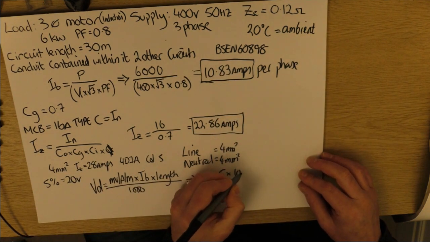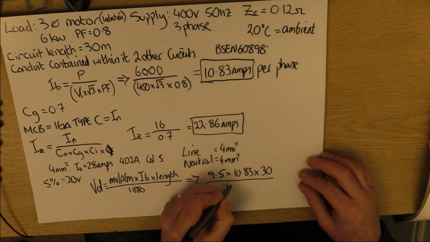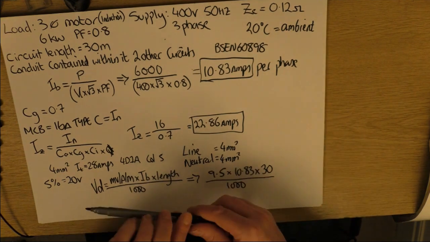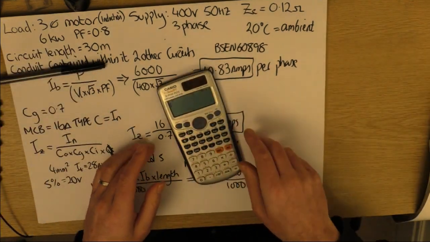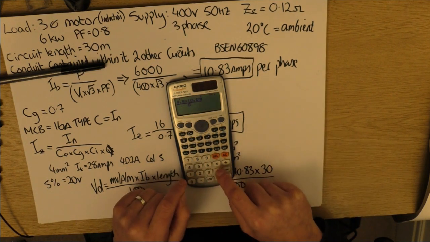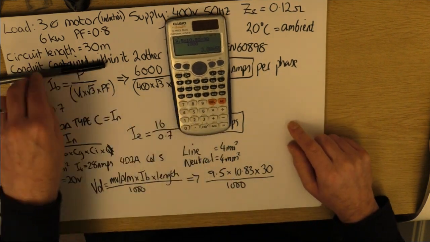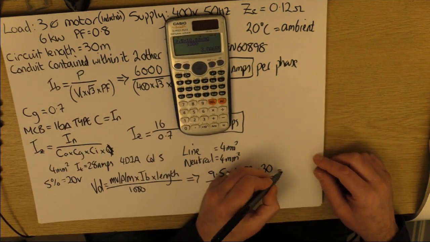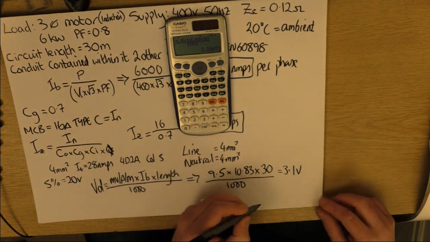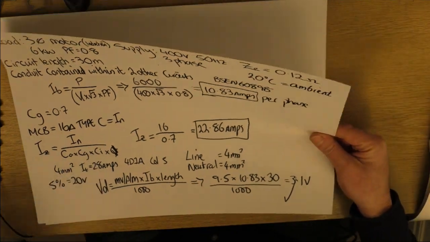So 10.83 times the length of 30 meters divided by 1,000. Plug that in. 9.5 times 10.83 times 30 divided by 1,000. So we're going to lose about 3.1 volts, which is fine. Tickety-boo. Right, new page. So that's the live cables done.